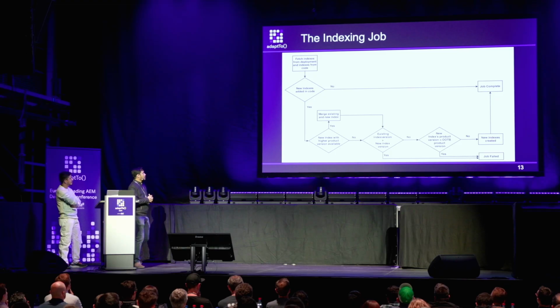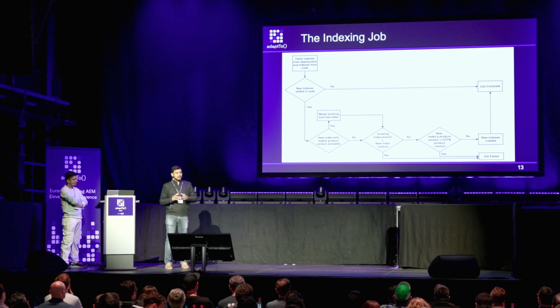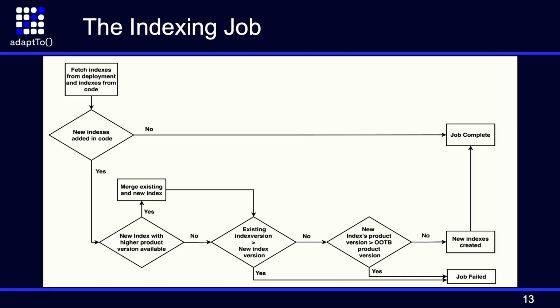Okay, so now here's a simplified view of the indexing job. It basically takes into account the logical checks that we have in the indexing job. The first thing an indexing job does is fetch your indexes from the current deployment and new indexes from the deployment pipeline. We first check if there are new indexes in the deployment pipeline. If there are none, we mark the job as complete.